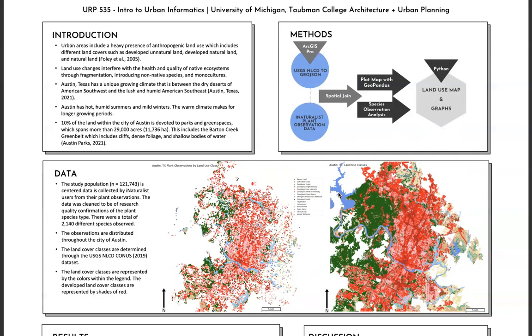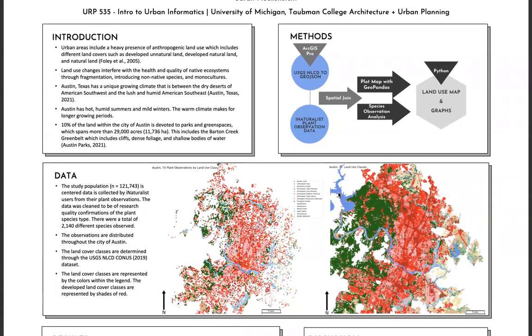Through ArcGIS Pro, I converted the national land cover data to a GeoJSON and spatially joined that with the iNaturalist plant observations within Python. I used different Python libraries to project a land use map and different bar graphs to analyze the different species.